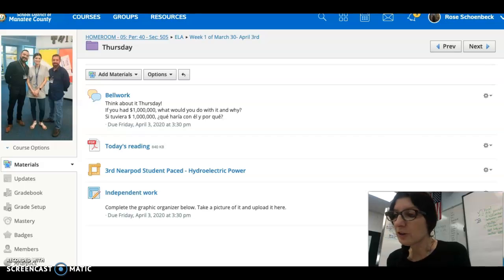Today you're going to read another technical text, and as we read, we're going to be looking for relationships among the steps in the process of using water to create electrical power. So let's look closely at this and let's read.